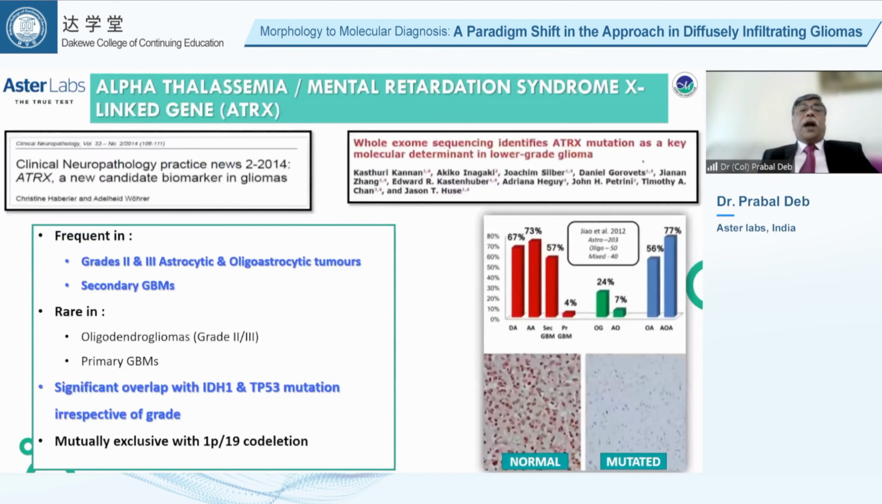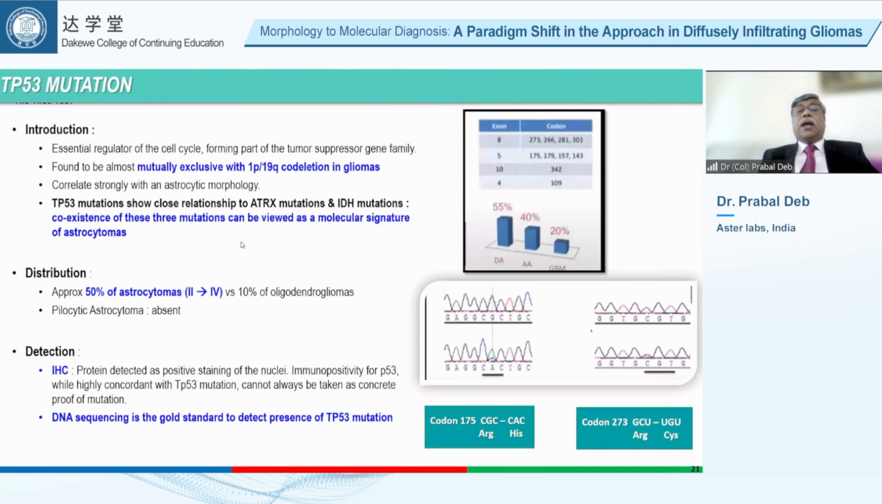And we come to P53 mutation. This is mutually exclusive with 1p19q co-deletion in glioma, which is a molecular signature of oligodendroglial tumors. So P53 mutation shows close relationship to ATRX and IDH mutation, and what I said in the previous slide, coexistence of these three mutations are viewed as a molecular signature of astrocytoma. This is a very important concept for day-to-day sign-outs of our reports.